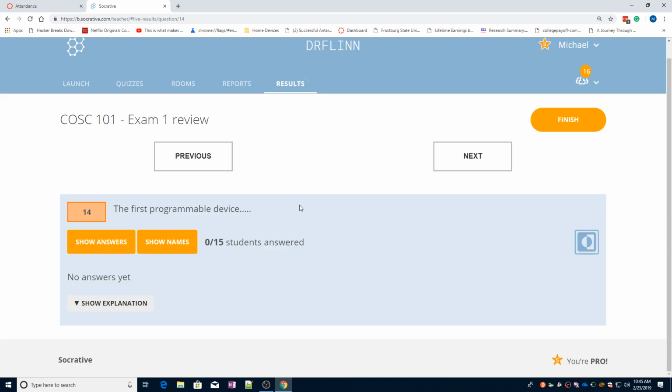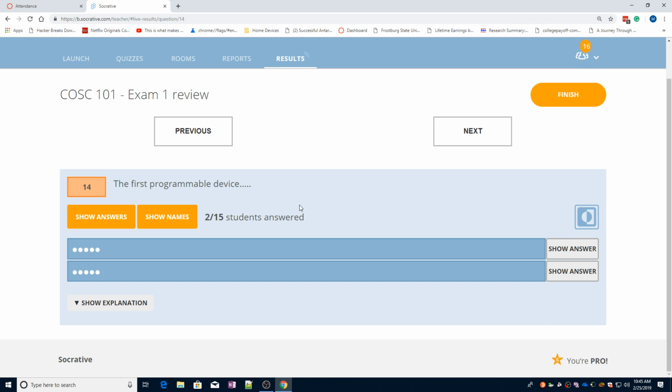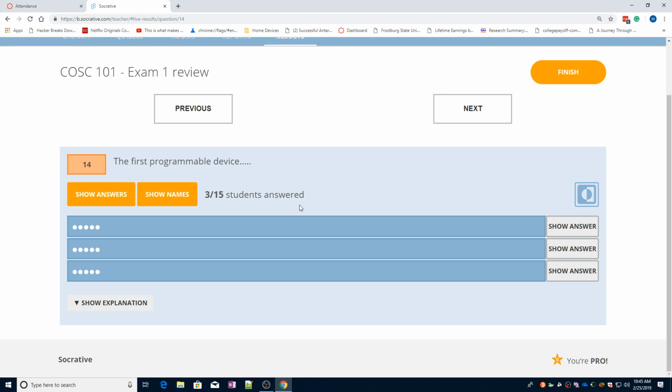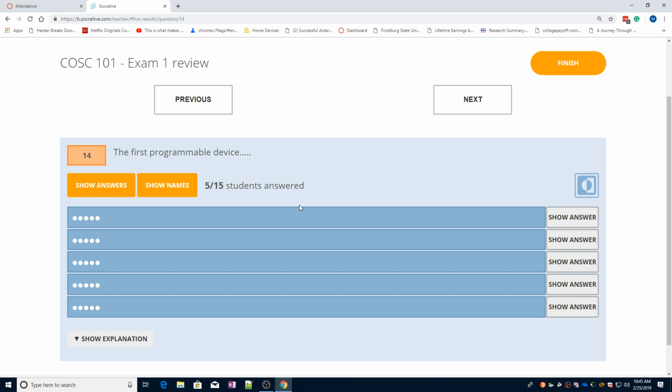The first programmable device. A little bit of history. First programmable device. Jeopardy style. From the book, from the video that you watched on a snowy day, first programmable device.